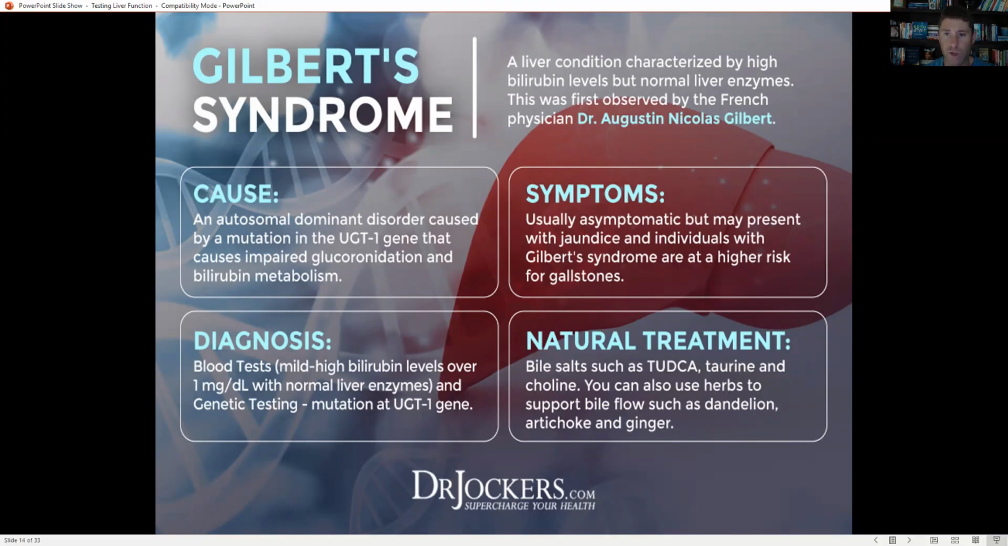Rarely somebody may have jaundice where they're kind of yellowing of the skin, but we found that these people are at higher risk for gallstones, right? So they're at higher risk here. So possibly taking some bile salts, right, and supporting the glucuronidation process can be really helpful. So things like TUDCA, taurine, choline, and herbs like dandelion, artichoke, and ginger can be very helpful for helping thin the bile and helping the body to put bilirubin into bile, right?